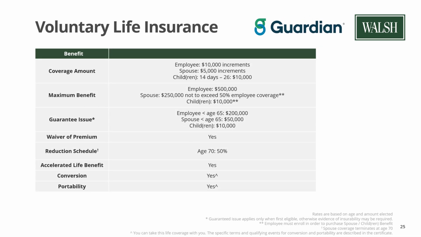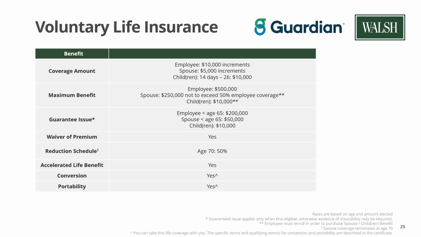There is also a voluntary life insurance policy that you can elect to have coverage for, both for you as the employee, your spouse, and your dependent children. The coverage amounts are in $10,000 increments as the employee, $5,000 for the spouse, and it's a flat benefit amount of $10,000 for dependent children up to the age of 26. You can see the maximum benefits for employees is $500,000. Spouses, it cannot exceed 50% of your employee coverage.